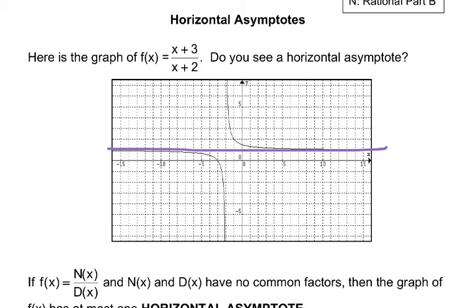Come on. So it's at y equals 1, and eventually my iPad will catch up.